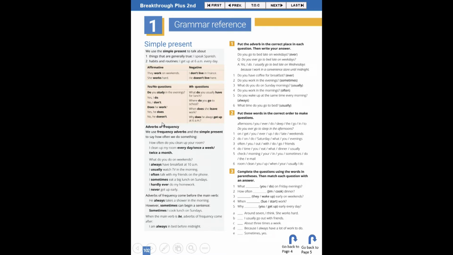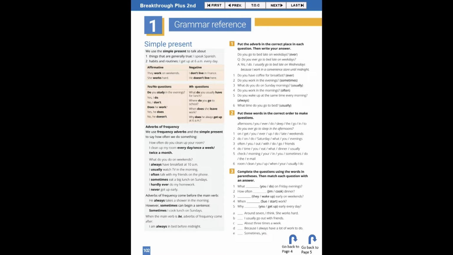But I want to focus here on adverbs of frequency. How do we use adverbs of frequency? We use frequency adverbs and the simple present to say how often we do something. For example, how often do you clean your room? I clean my room every day. I clean my room once a week. Or I clean my room twice a month.